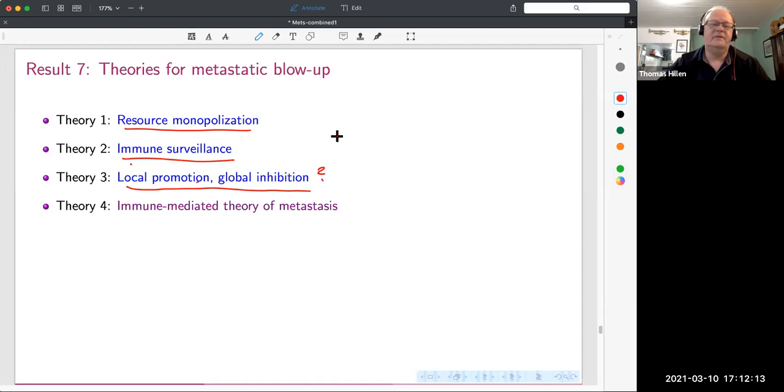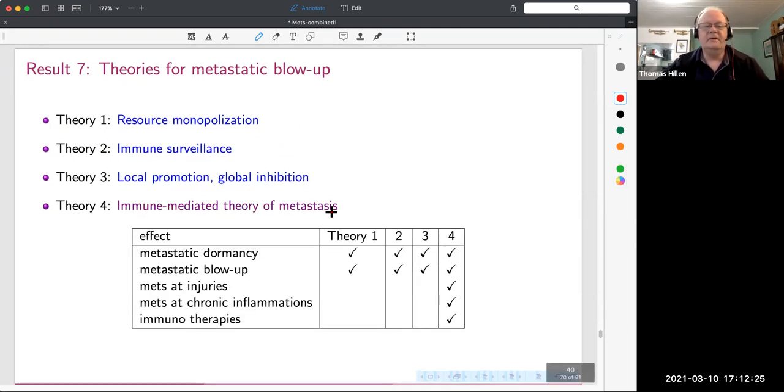I think this is still a theory, whereas these ones actually do work. And then there's the immune-mediated therapy theory of metastasis, which I just presented in our model. And so if we look at what they can do, theories 1, 2, 3, 4, yeah, they can all explain these two things. But as soon as the immune system plays a role, then we have to rely on the immune-mediated theory for metastasis.